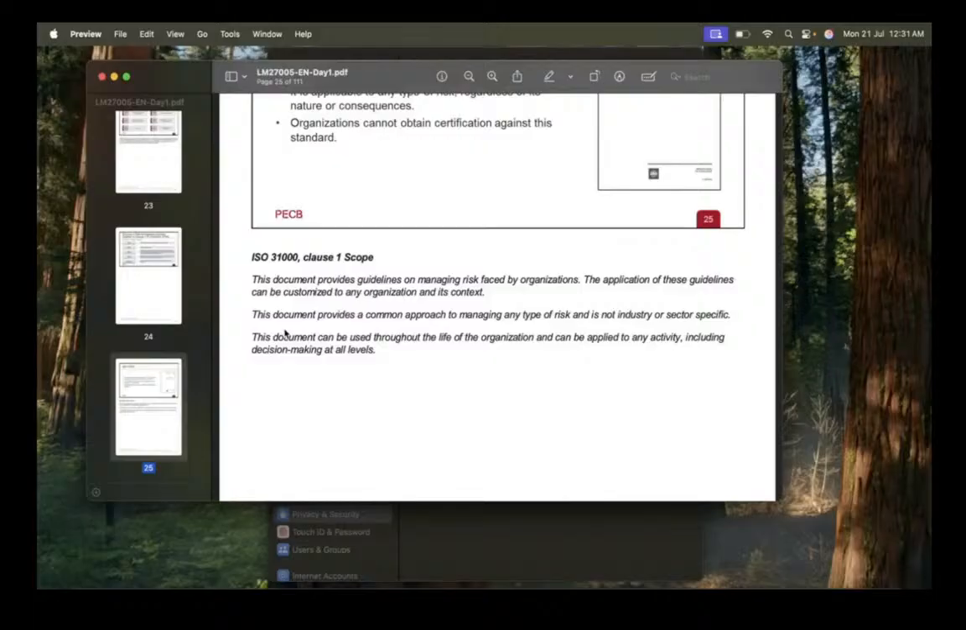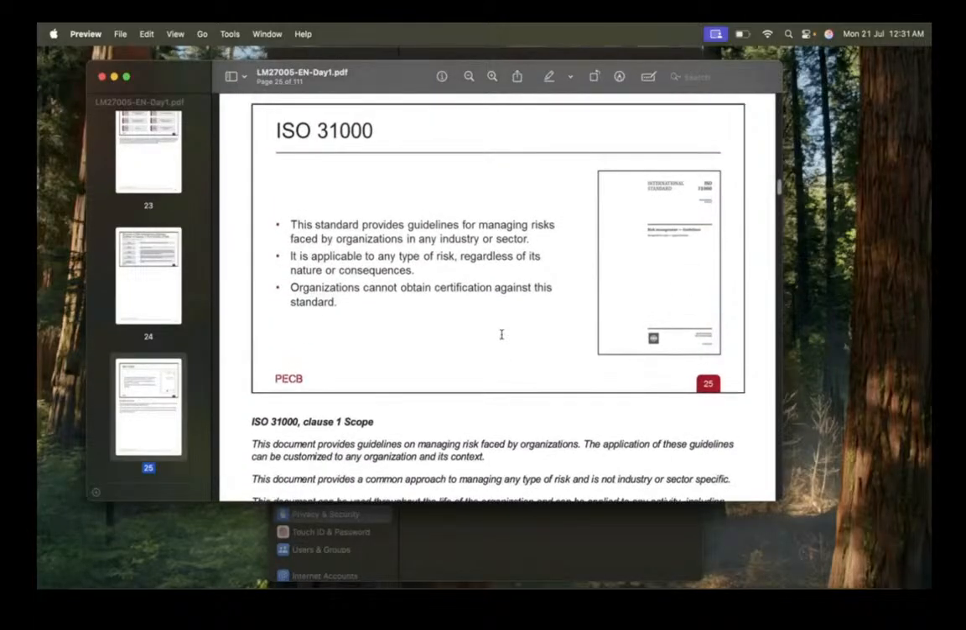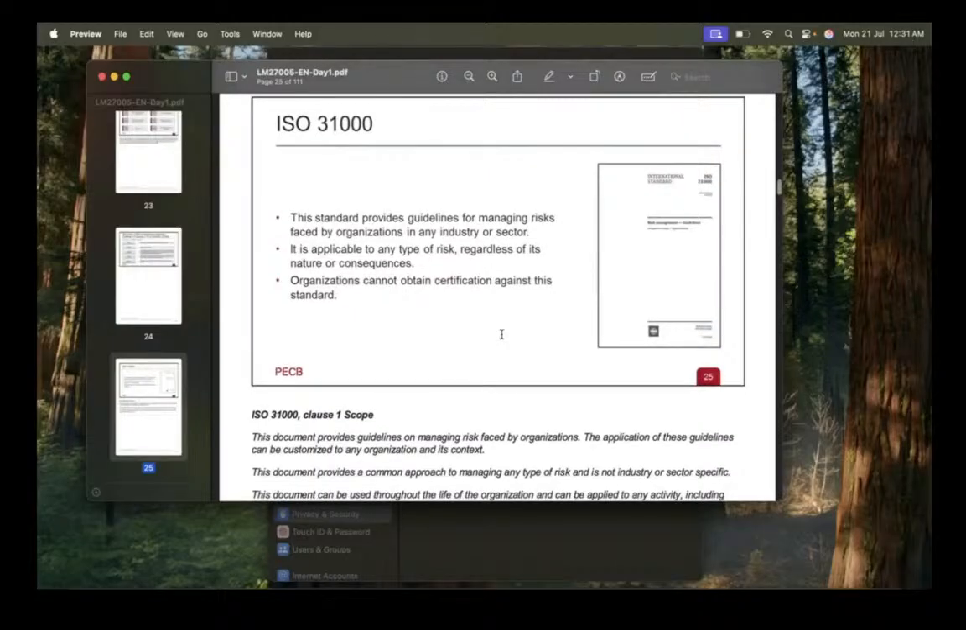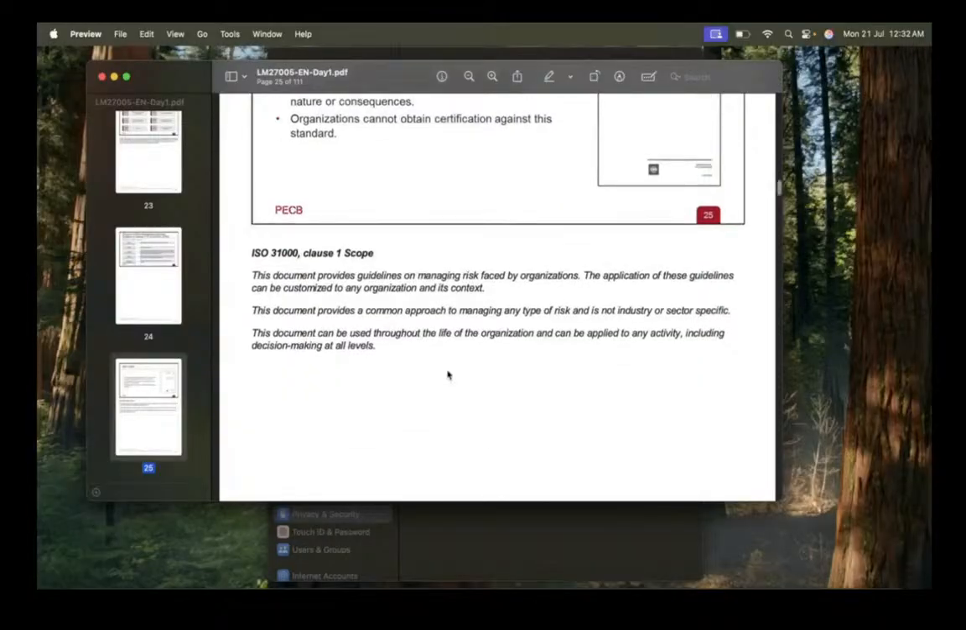This can be used throughout the life of the organization and can be applied to any activity, including decision making at all levels. Here we are not going into much detail about these standards, but just to understand briefly what they mean: 27001 is for the requirements. 27005 gives the general guidelines about information security risk management. And 31000 gives guidelines for risk management overall, and it is not industry or sector specific.